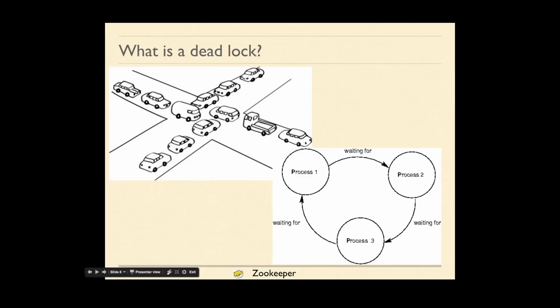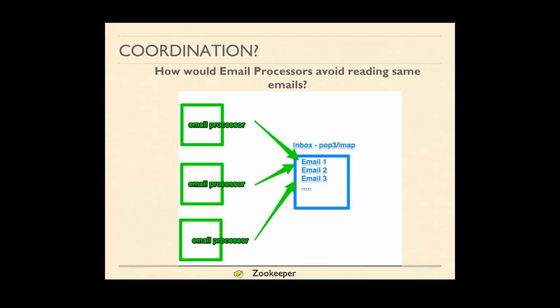All right, so we learned two parts. One is race condition and deadlock. Why? Because it's needed here, needed to understand zookeeper.